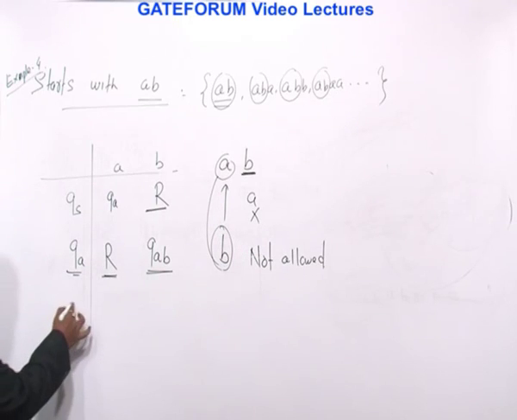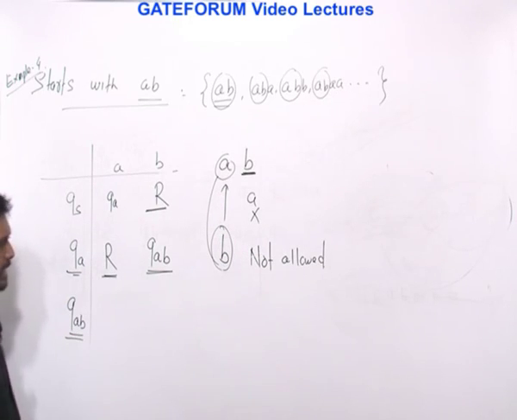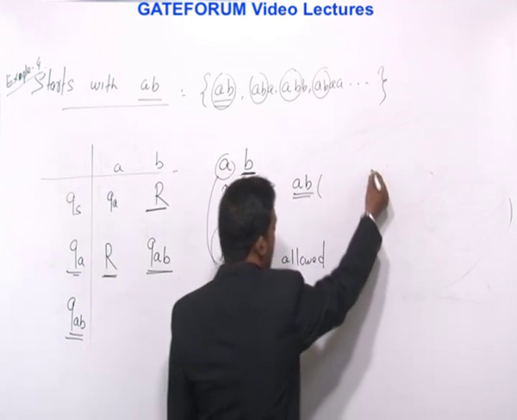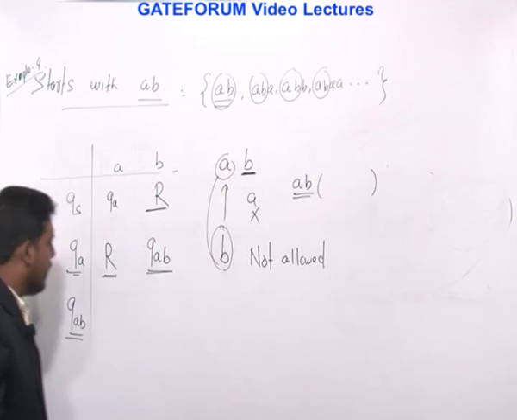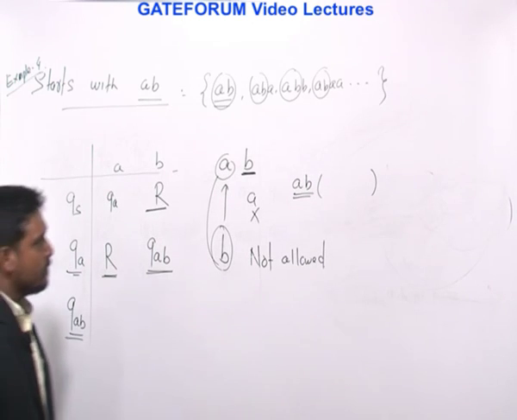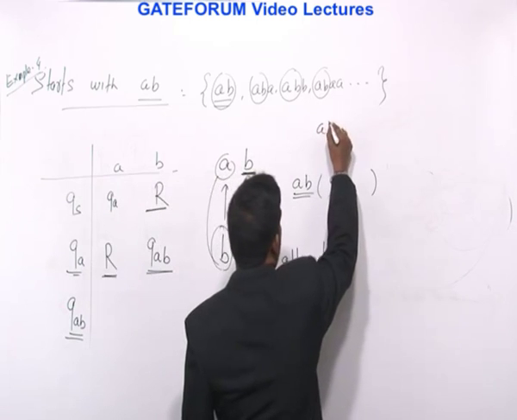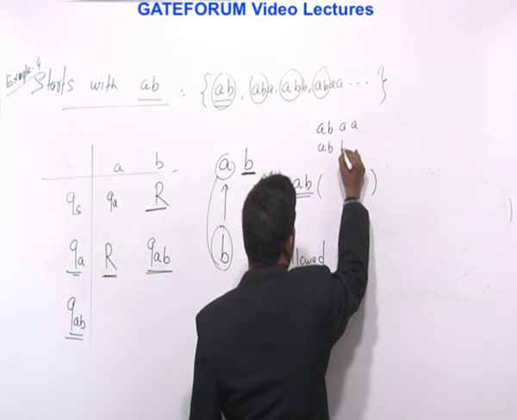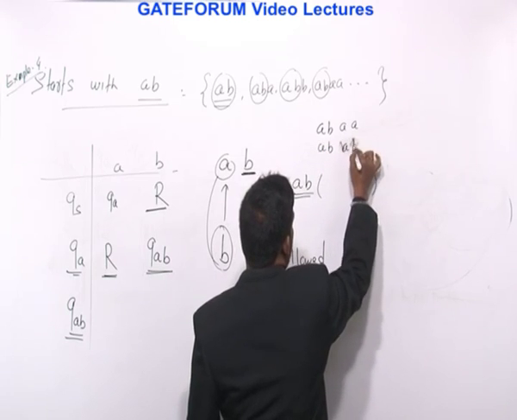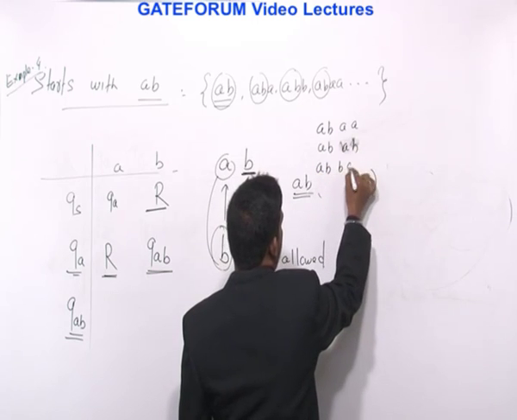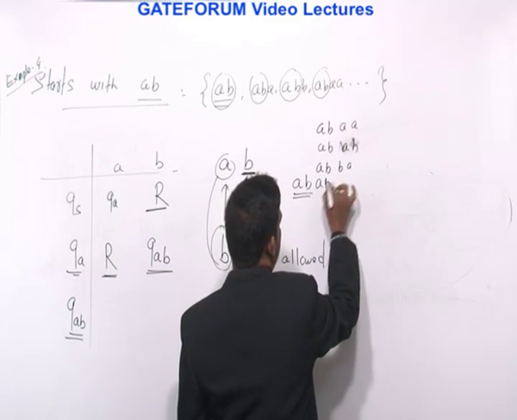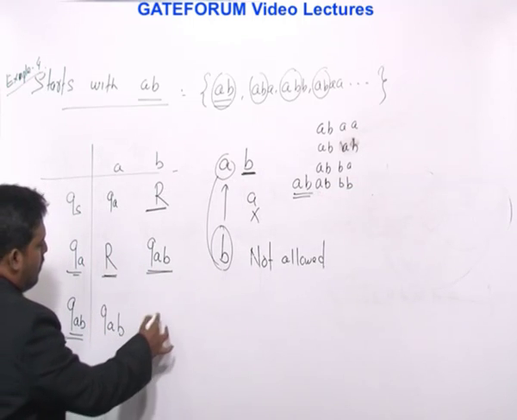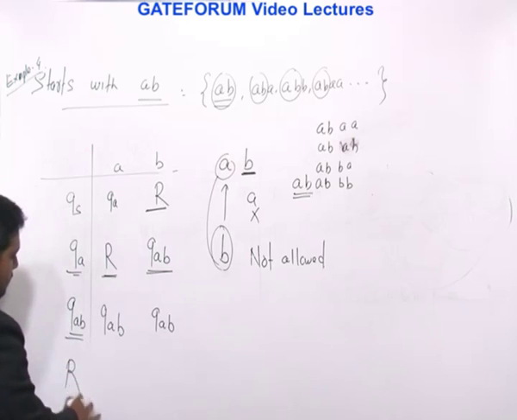So that is the not allowed case. Now QAB, once the condition is satisfied, AB is already there, so anything you write over here will be accepted. After AB you can write anything. For example, if the first part is AB and the later part is a 2-length string, I can write double A, AB, BA, or BB. ABB, I can write anything in this case. So QAB and R.